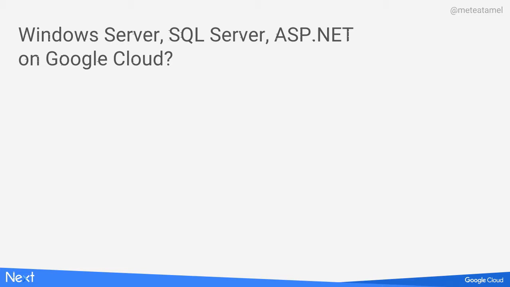So let's just answer the question first. The first question that you probably have is, Windows Server, SQL Server, ASP.NET on Google Cloud, what's happening, right? Because Google is known for many things, like Google is known for machine learning, Google is known for search, Google is known for Java and Python. We supported Java and Python for a long time on App Engine. We invented Go, and Go is really popular now.